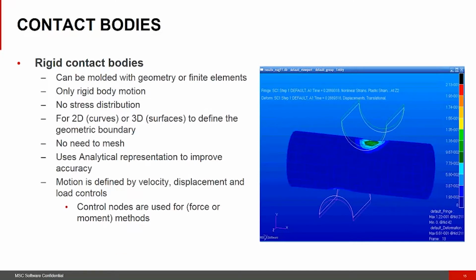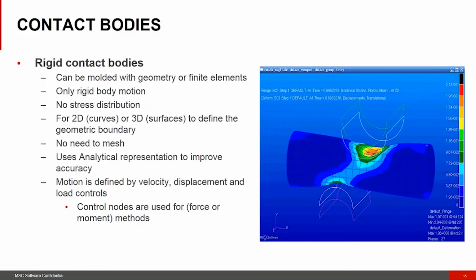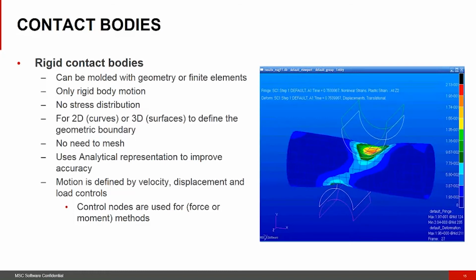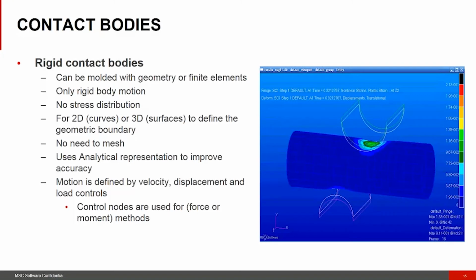These can be modeled with the geometry or with the finite elements. So one benefit is that if the part is very, very rigid, then you don't need to model this with a FE model, and you can just use your CAD geometry and define the rigid contact bodies. There is no stress distribution through that, and it uses the mathematical representations of the geometry. So for 2D surfaces, we use the curves, and for 3D, we use the surfaces to define the geometric boundary. There is no need to mesh it. You could mesh it if you want.